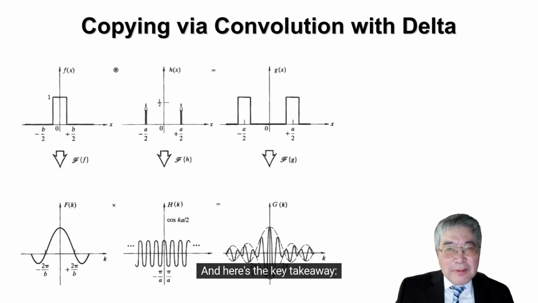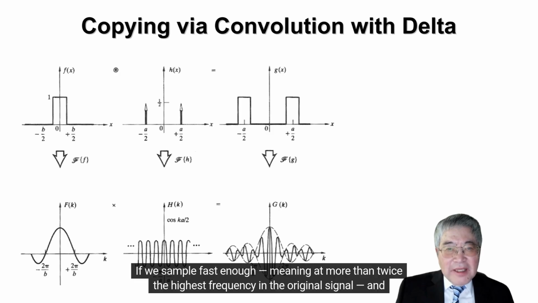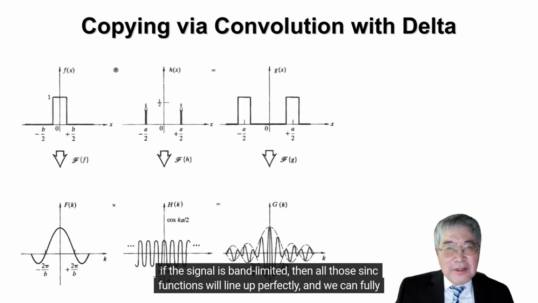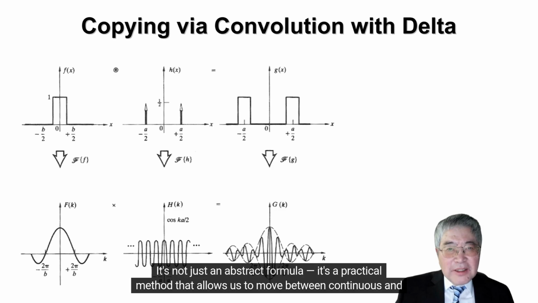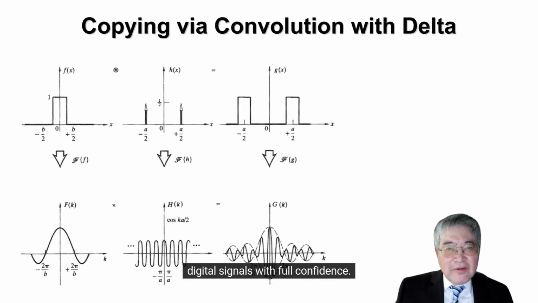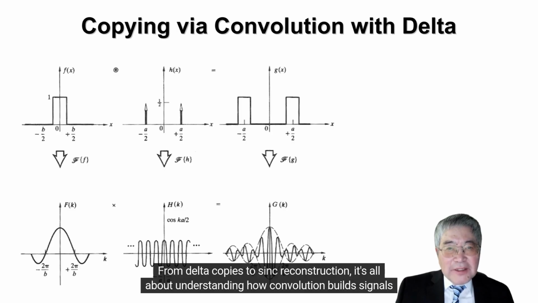And here's the key takeaway. If we sample fast enough, meaning at more than twice the highest frequency in the original signal, and if the signal is band limited, then all those sinc functions will line up perfectly, and we can fully recover the original signal. That's the heart of the sampling theorem. It's not just an abstract formula, it's a practical method that allows us to move between continuous and digital signals with full confidence. This slide beautifully summarizes the theory. From delta copies to sinc reconstruction, it's all about understanding how convolution builds signals piece by piece.